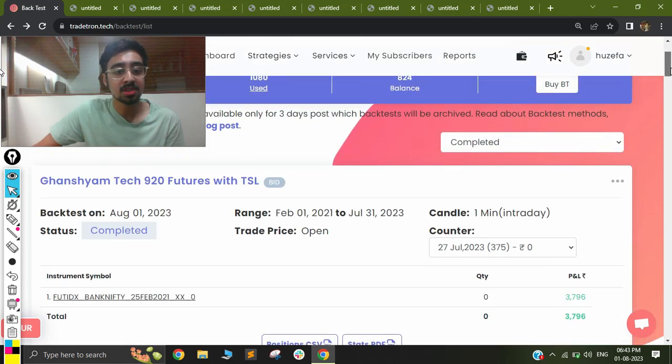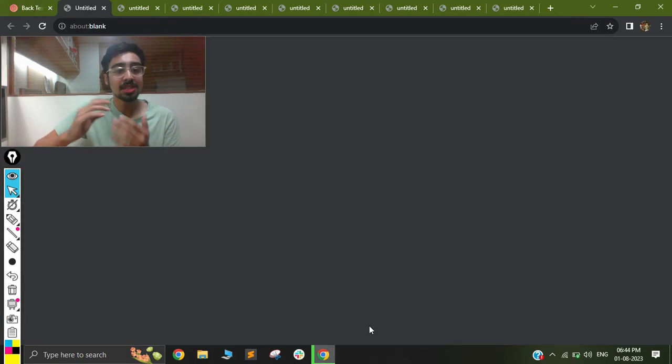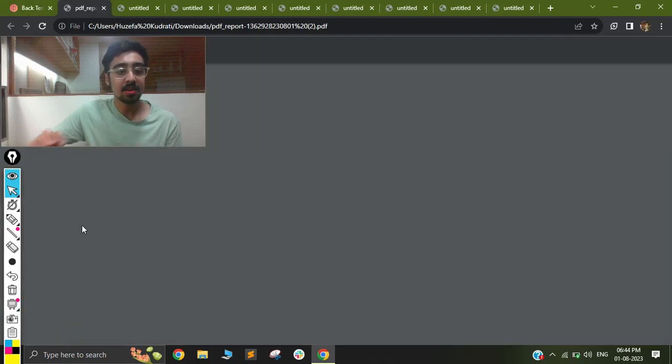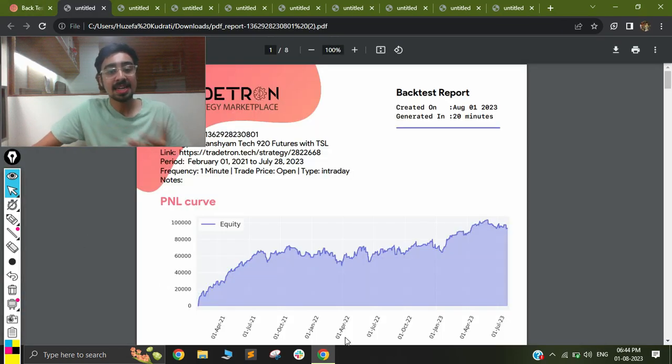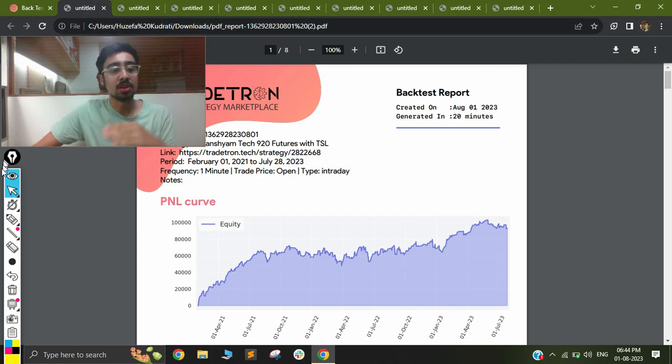So I have this backtest report for the same 3 years with a trailing stop loss. So now let's check this PDF and see what happens. With the trailing stop loss, I can see that what was previously full of crests and troughs has now become much more even. So you can see what was previously very choppy in terms of a return curve has now become fairly flattened.